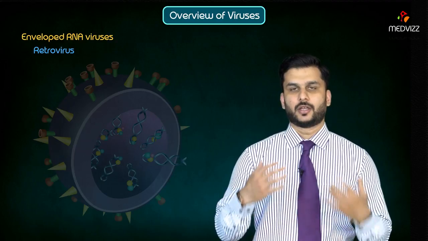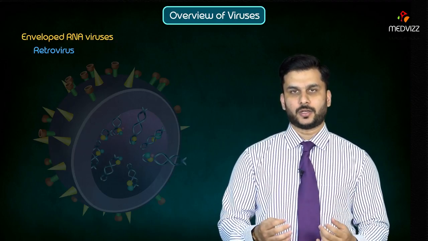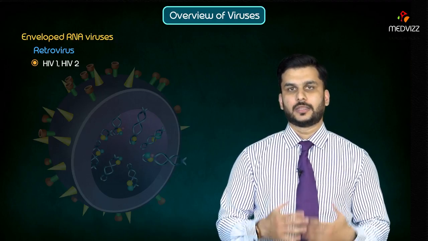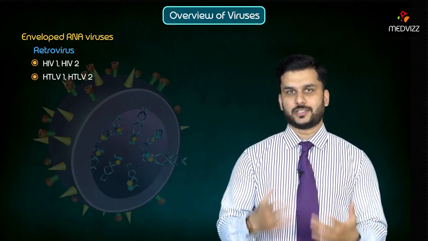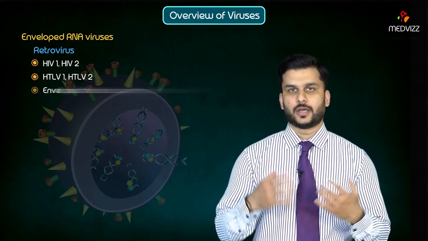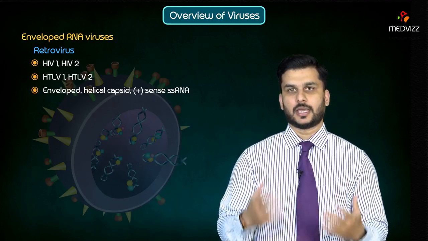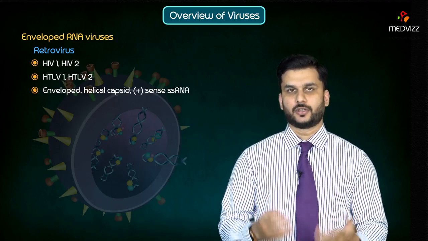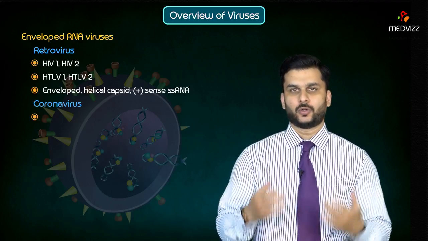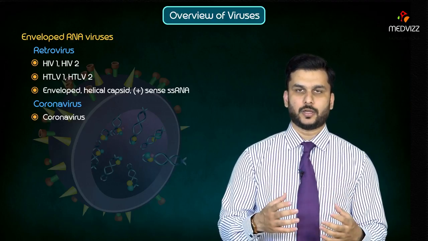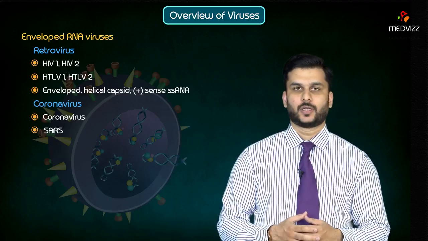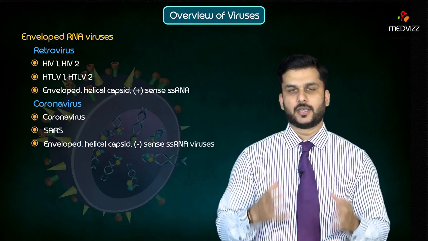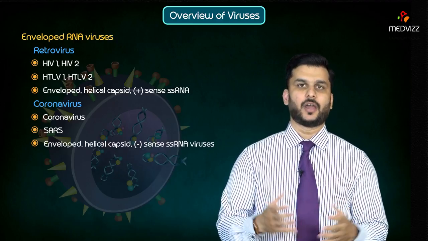And retroviruses: HIV-1 and HIV-2, the HTLV-1 and HTLV-2. The helical capsid, positive sense, single-stranded RNA viruses: coronavirus. Coronavirus includes the coronavirus and SARS. These are enveloped with helical capsid, negative sense, single-stranded RNA viruses.